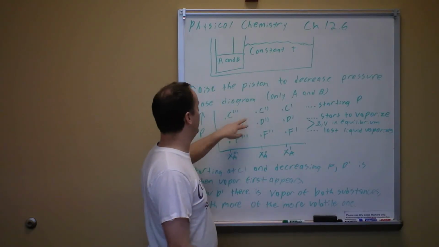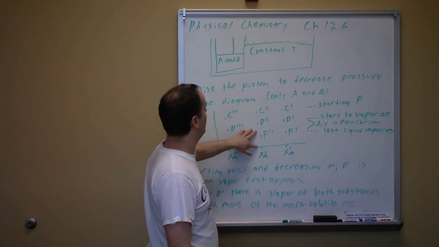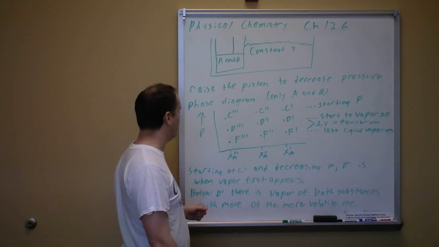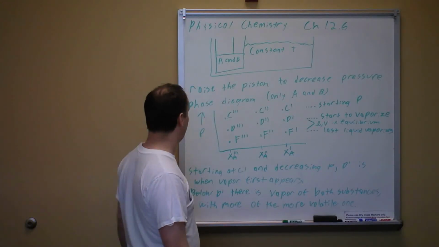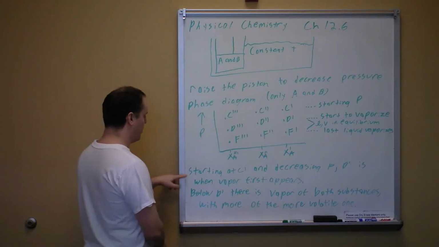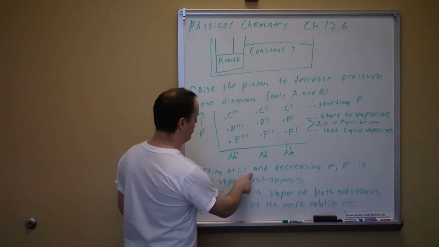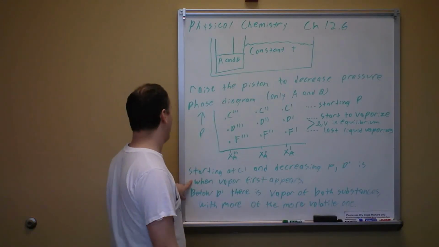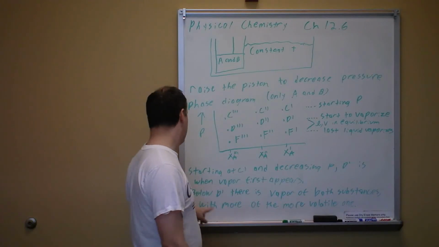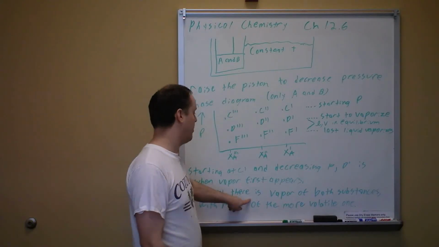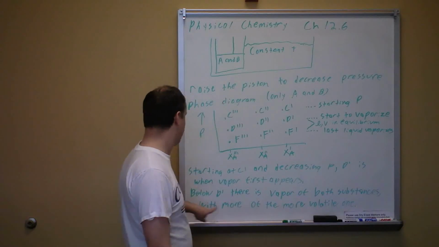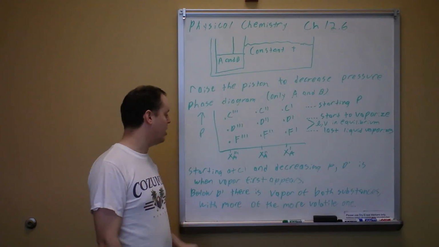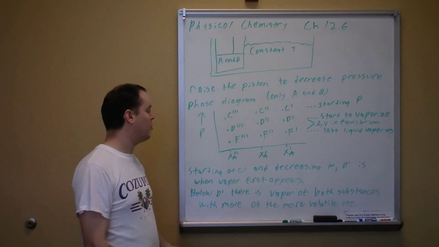And we could do this for any concentration. Now, of course, with different concentrations, these points might be higher or lower. We don't have any numbers yet, but this will give you a rough idea of what's going to happen. So as I was just explaining, we're going to start at C prime, we're going to decrease the pressure, P, and then D prime is when the vapor first appears. Now below D prime, there's going to be vapor of both substances, but in the vapor phase, there will be a higher concentration of whichever substance is more volatile.